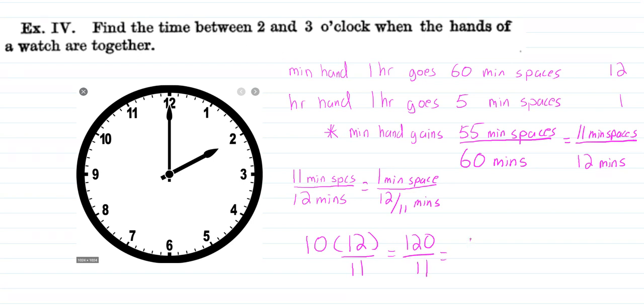And I can just use my short division, or if you know your 11s pretty well, it's not a big deal at all. So it's, like I said, going to be slightly past 2:10. So it's actually going to be at 2:10 and 10/11ths. Okay, so 10 and 10/11 minutes after 2.